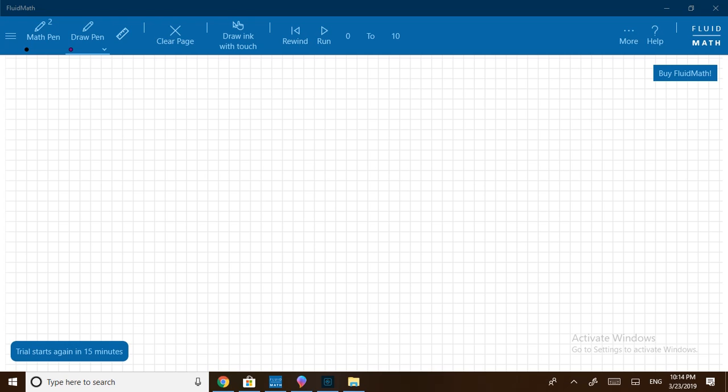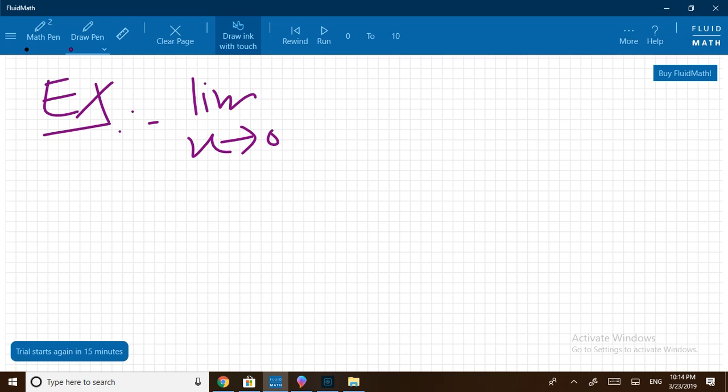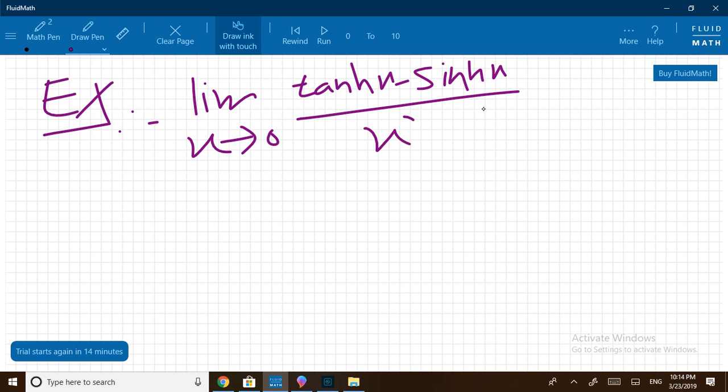Okay, dear student, take another part of a question. The question is: limit as x approaches 0 of (tanh x minus sinh x) divided by x squared.